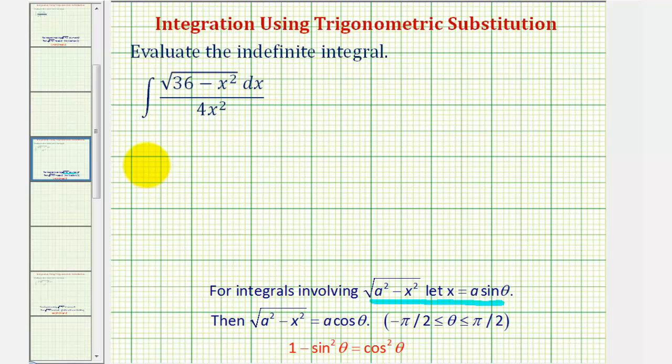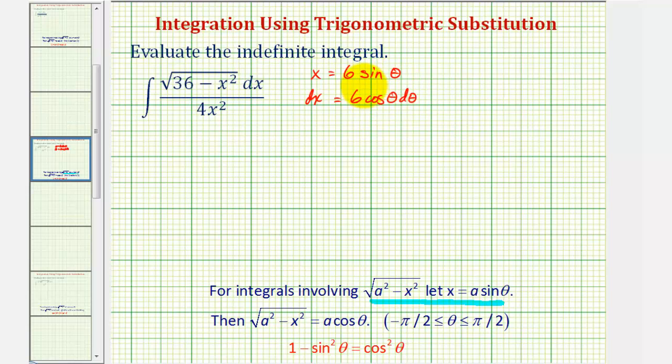So because basic u substitution failed, and it fits this form here, where a squared is equal to 36, and therefore a equals 6, we will let x equal 6 sine theta. And therefore differential x, or dx, is equal to 6 cosine theta d theta.